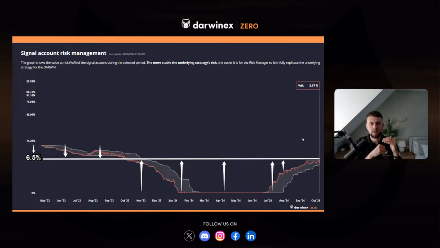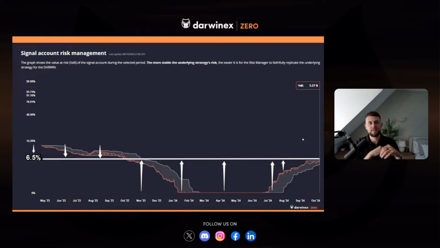As the chart starts to come down, as your value at risk starts to come down, you have a second metric called your risk multiplier, which is basically the calculation between your lot size on your signal account to the lot size on your Darwin. That will rise. They kind of work in conjunction with each other, but against each other. So the higher your value at risk, the lower your risk multiplier. The lower your value at risk, the higher your risk multiplier will be.